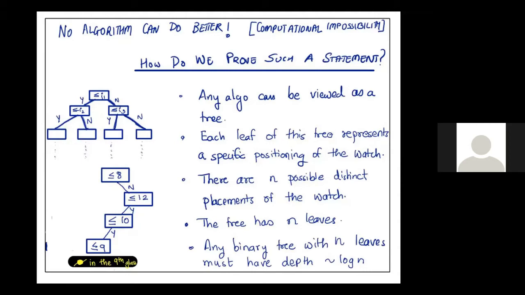So what this now tells us is that no matter which genius draws this tree, first of all, any algorithm in that sort of questioning will look like a tree. Let any genius draw this tree, because the watch can be placed under any of the n glasses, the tree must have n leaves. And as soon as you say that a tree has n leaves, we know that its depth must be at least log n. This is a purely graph theoretic statement. And now this gives us what we call a lower bound, or an impossibility statement.